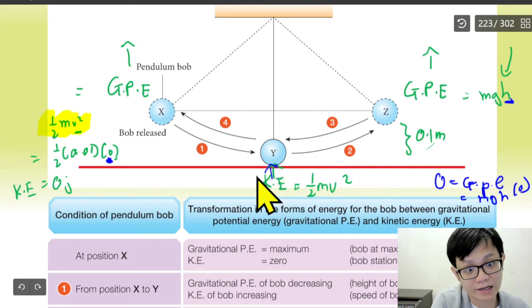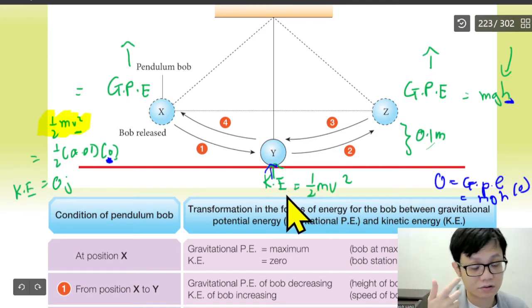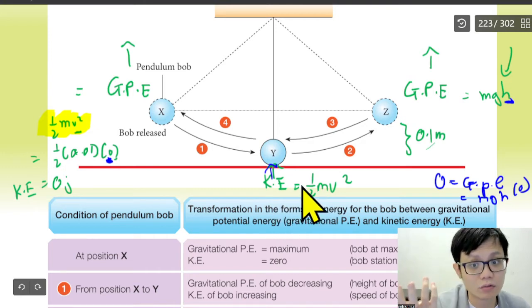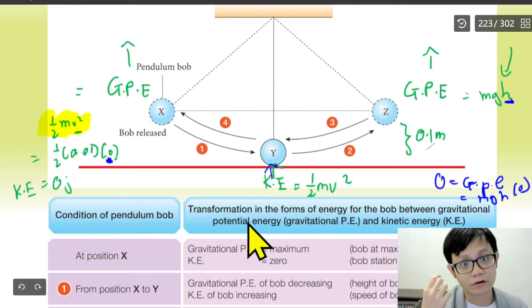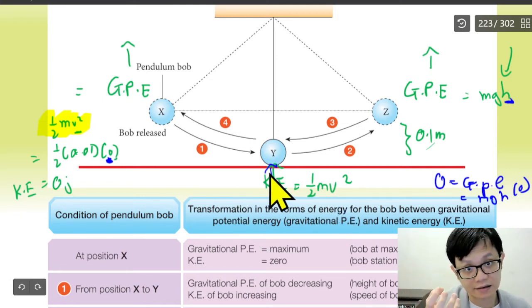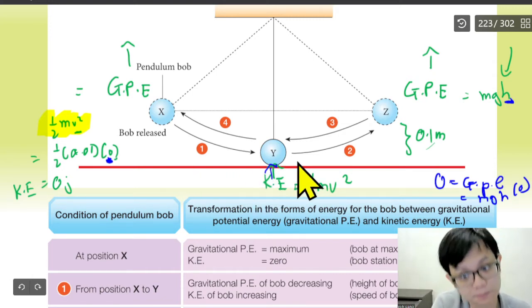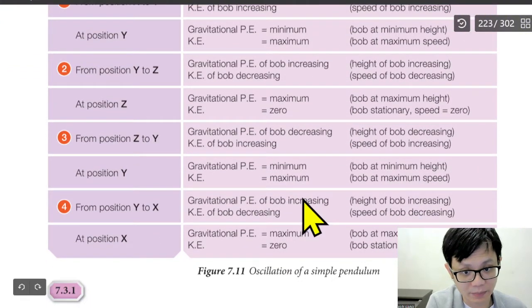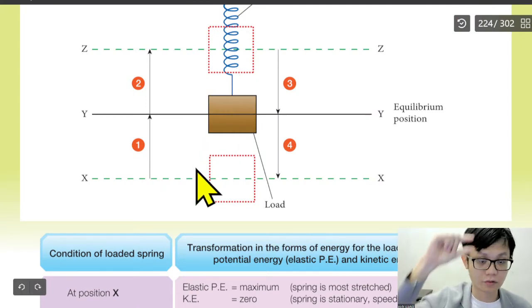If the question asks why kinetic energy is the highest, you say because there is the fastest speed; if you calculate with the speed and the mass, you get the highest kinetic energy. If the question asks why zero potential energy, it is because the height that you lift the pendulum is zero, so whatever times zero you get back zero, so zero gravitational potential energy. But it has very high kinetic energy because it's moving very fast. Okay, same thing here. The thing goes up and down.